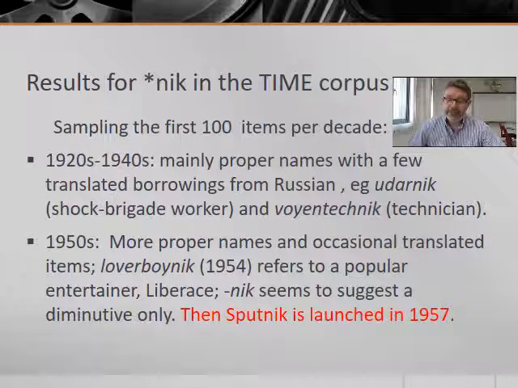Then in 1957, an event of global cultural and political significance happens. The Soviet Union, as was, launches the first artificial satellite into space. In Russian, it's called Little Moon, or Sputnik. Not surprisingly, the word Sputnik is very frequently used in written journalism and is probably disproportionately frequent in the TIME corpus.